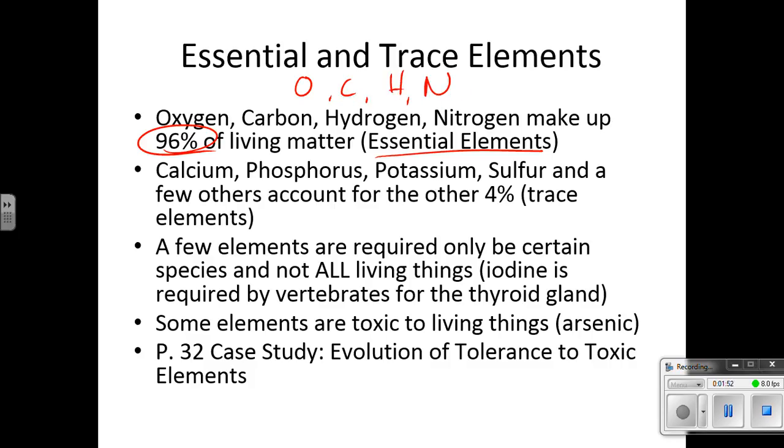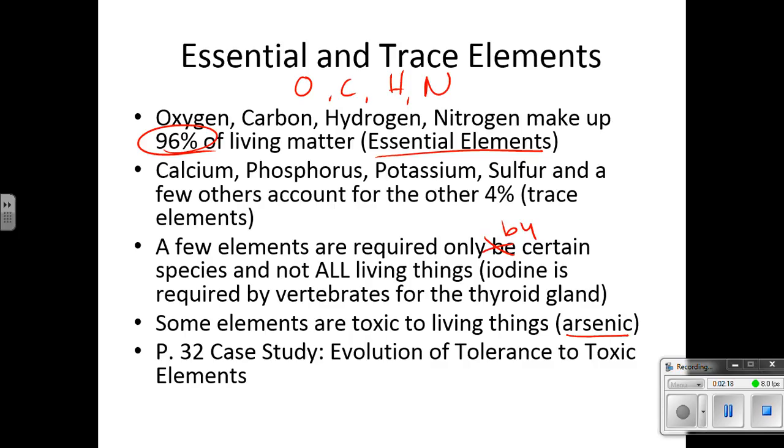A few elements are required only by certain species and not all living things. For example, iodine is required by vertebrates for the thyroid gland, but it's not required for other living things. Some elements are toxic to living things. For example, arsenic can be toxic to humans in particular.